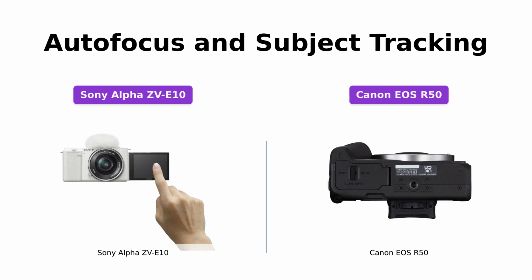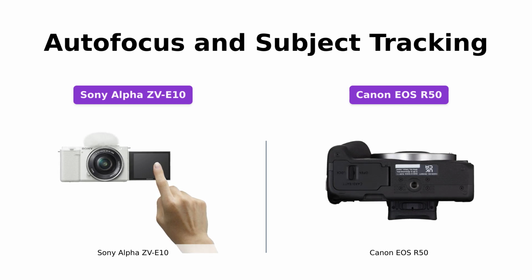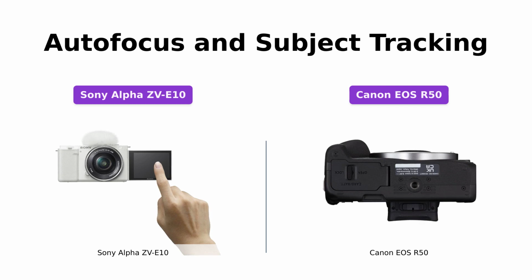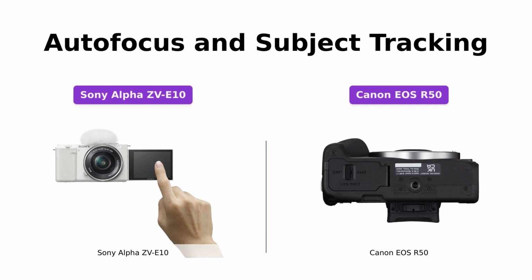On the other hand, the Canon EOS R50 introduces dual-pixel CMOS AF covering up to 100% by 100% area with 651 AF zones. This allows for precise and accurate subject detection and tracking, including people, animals, and even vehicles, using deep learning technology. Both cameras provide impressive autofocus features for capturing your subjects with ease.